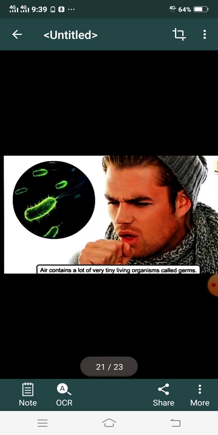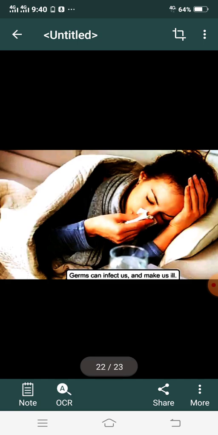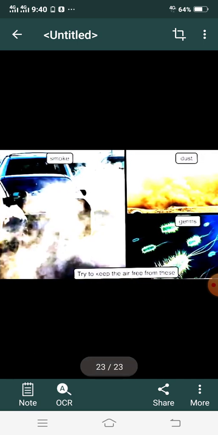Yes, dear friends, besides smoke and dust, another thing which is available in air is germs and viruses. In air, there are so many germs floating, and they will be transmitted from one place to another place. So be careful about this.